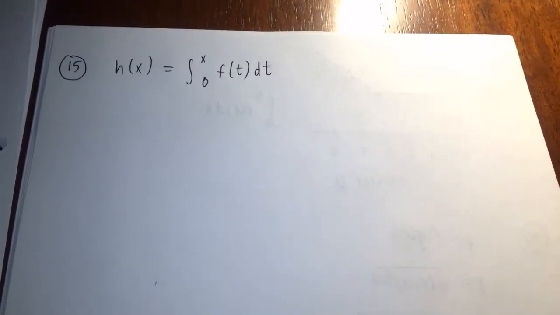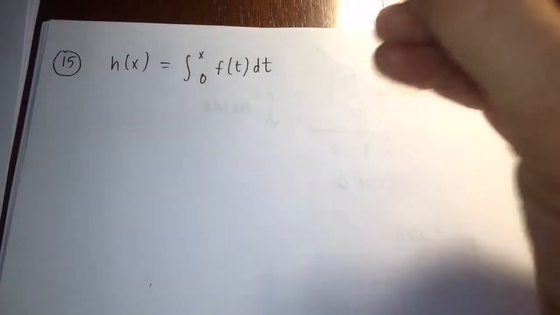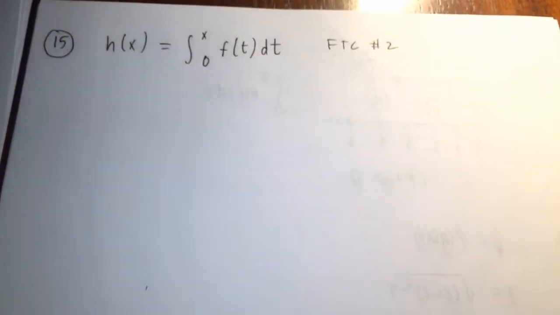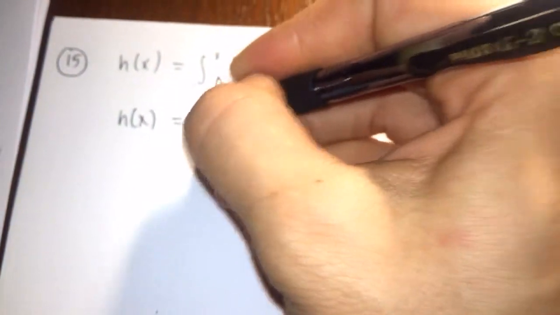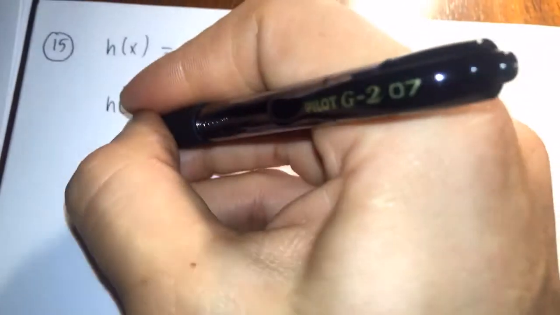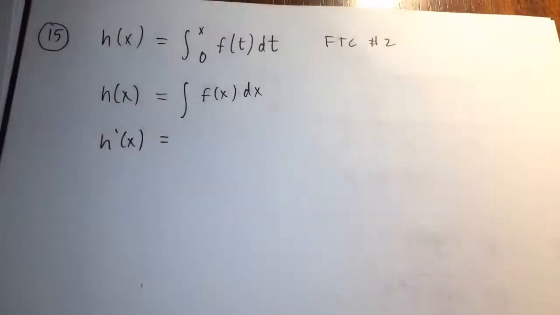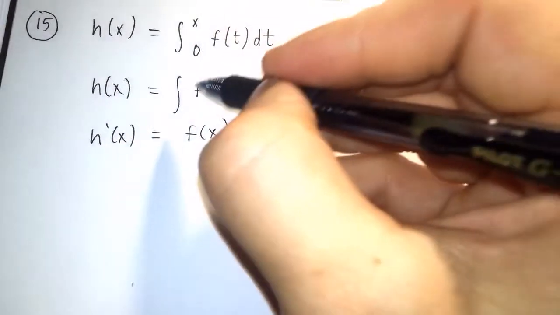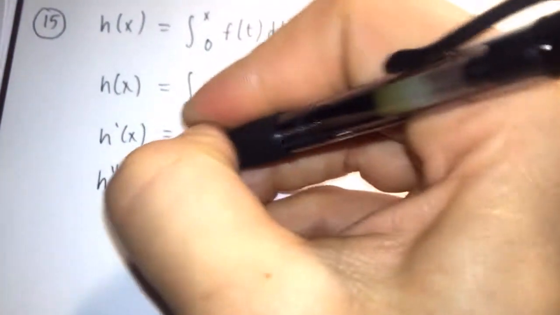For number 15, we know that h of x is equal to this. This is our fundamental theorem of calculus, part 2, according to our textbook. So what this means is that h of x is the same as the integral of f of x dx. Now if I differentiate both sides, the derivative of h of x is actually just equal to the function. Remember, the derivative of the integral is just the function. And the second derivative is basically f's first derivative.